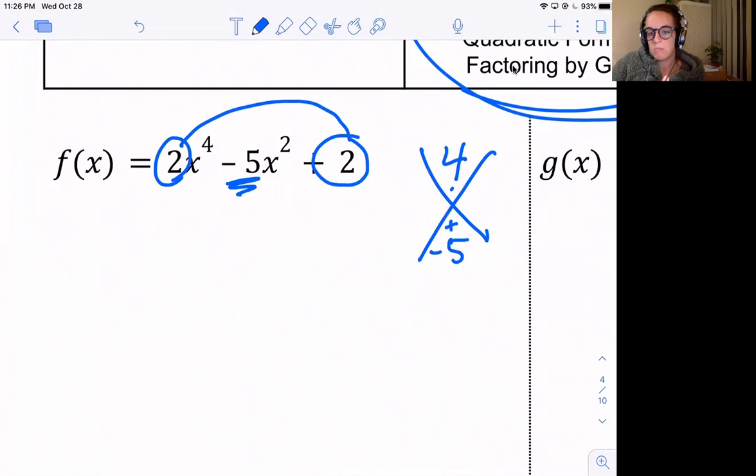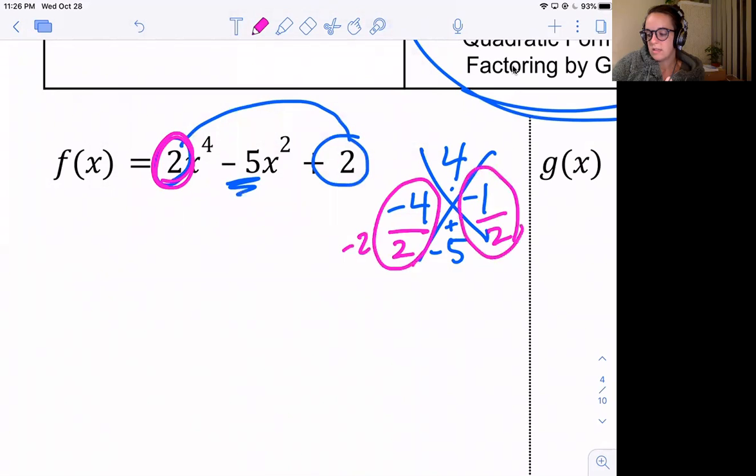Right, so I'm thinking 1 and 4. Since it is negative 5, I'm going to do negative 4, negative 1. Since we multiplied in that 2, I'm now going to divide out that 2. Simplify if I can. So this is going to be negative 2, and this is not going to do anything, so negative 1/2 like that.